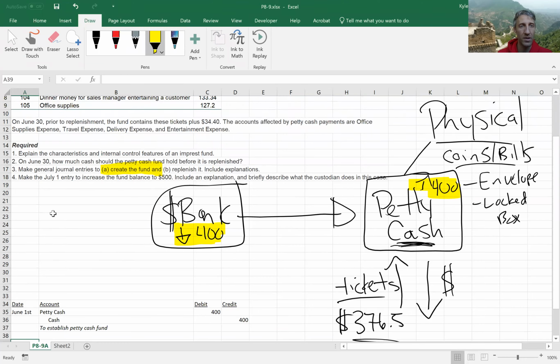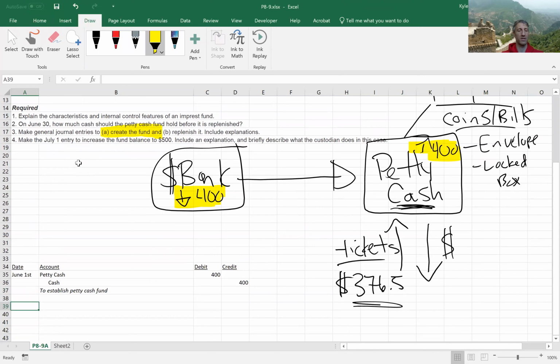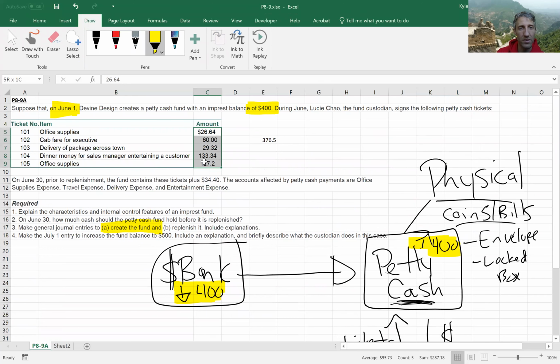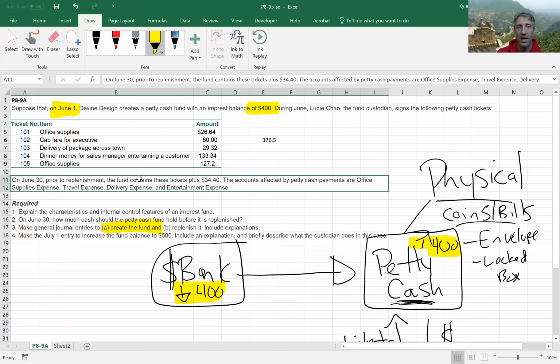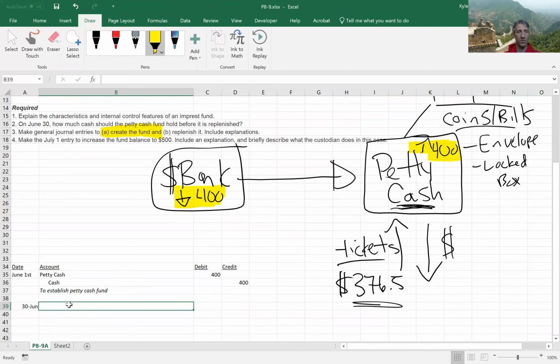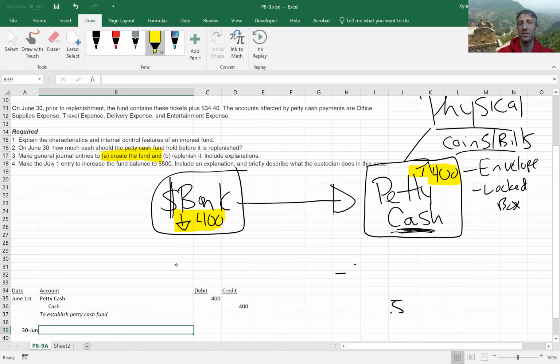So let's see here, when are they replenishing it? On June 30th. So I'm just going to put that so I don't forget, June 30th. And we know the amounts here, and it told us the actual expense account. So we have office supplies expense, travel expense, delivery expense, and entertainment expenses. So I'm just going to try my best. I didn't really position myself well to answer this question, so sorry about that.